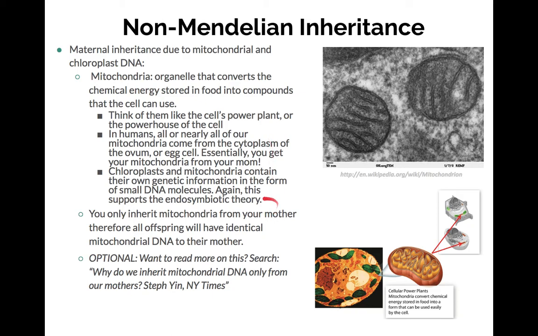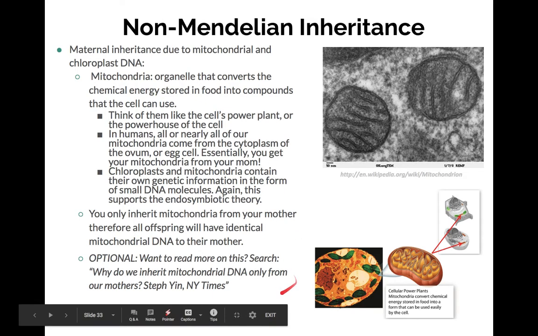Now, this one helped us support endosymbiotic theory, and two, something that you need to understand is that you only inherit mitochondria from your mother. Therefore, all offspring will have identical mitochondrial DNA to their mother. If you want to read more on this, there's a really good article you can search and read.